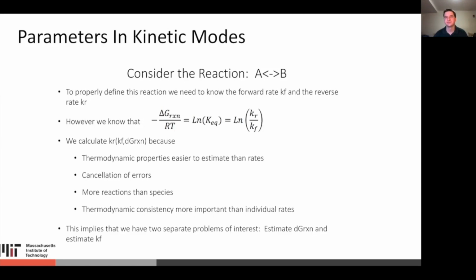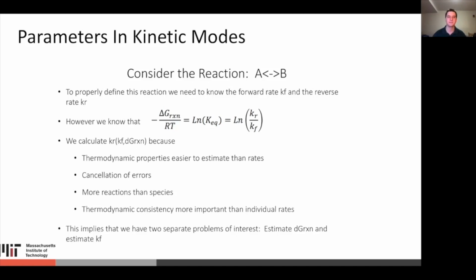So looking at a chemical kinetic model, essentially we have a set of reactions and parameters that determine the rates for these reactions. And so if you have this reaction A to B, to properly define this reaction, you have to know both the forward rate and the reverse rate. However, we have a really nice relationship from thermodynamics between the forward and reverse rate and the Gibbs energy of reaction.